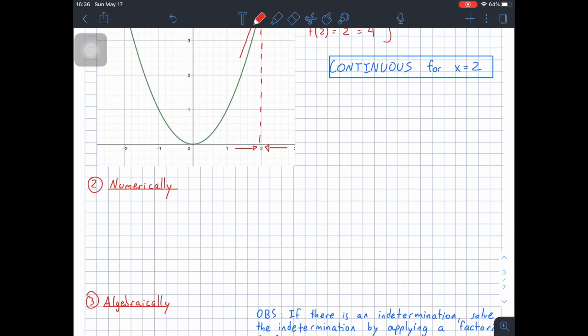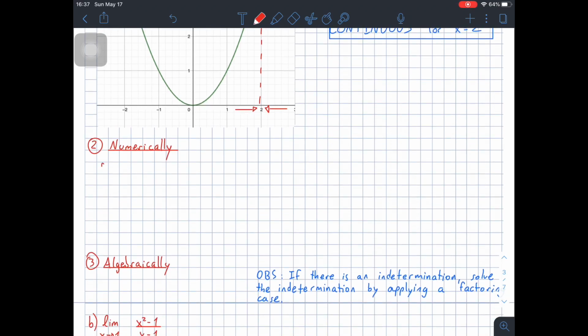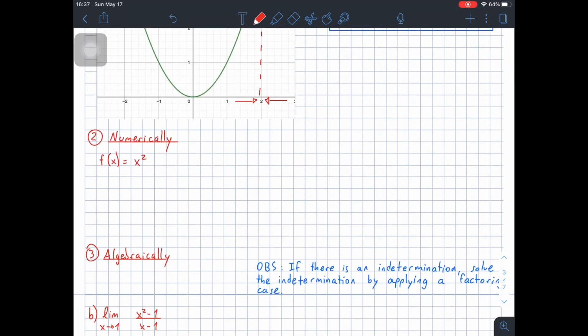Then we have the second method, which is numerically. To do this numerically, what you need to do is build a table. So I'm going to write the function here, f of x equals x squared. And I'm going to do a table with the x and f of x values of this function. So it's basically x and y, right? If I want to find the limit when x tends to 2, I'm going to pick values which are very close to 2 in order to see what's happening with the values of y.